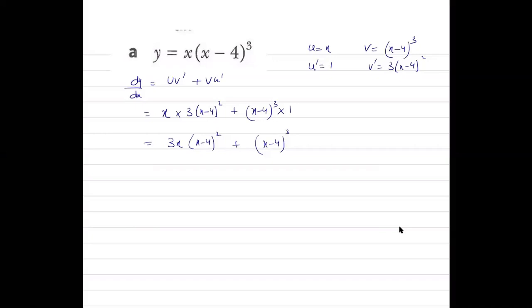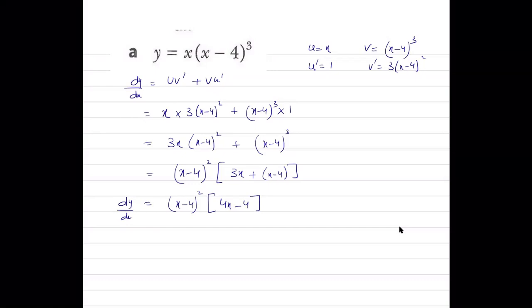So before going for the second derivative, it's always advisable to make sure that this is a simplified expression. It's going to be easier for you to differentiate again if you simplify this first. So I can take x minus 4 square common out, and the resulting expression is going to be 3x plus x minus 4. x minus 4 square times 4x minus 4. Can I say that?